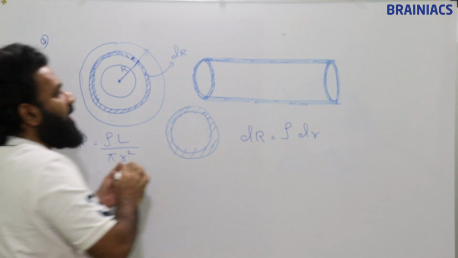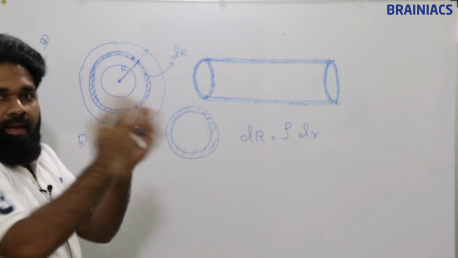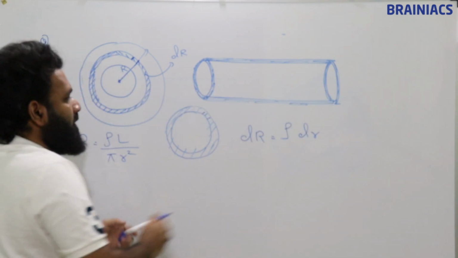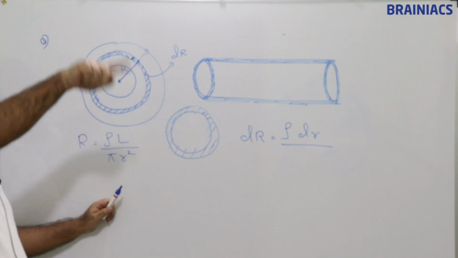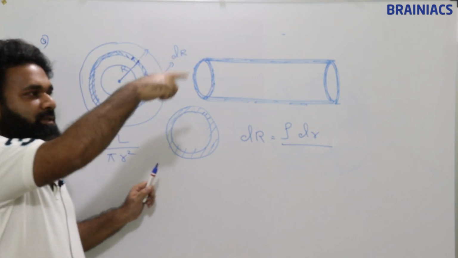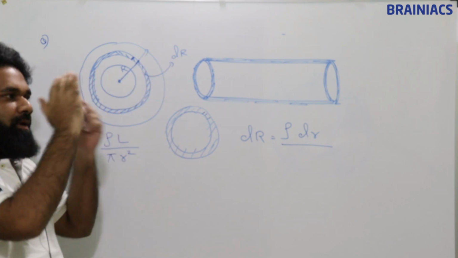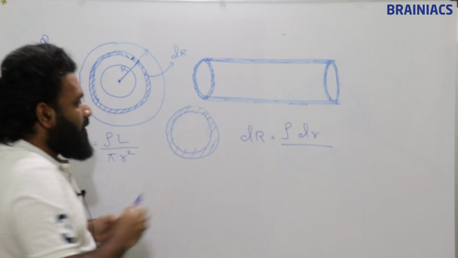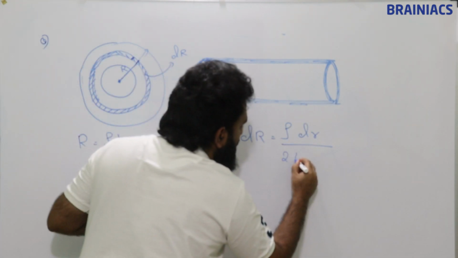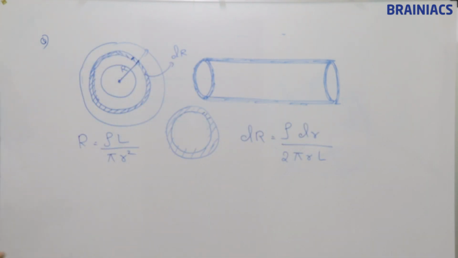Then what will we have to take? We will have to take this full area. So divide by the full area. How much is the full area? This is the strip's perimeter. Full area means this much length also we will have to consider. So I can write 2 pi r into L. Are you able to digest this? Think.